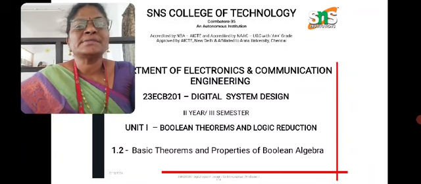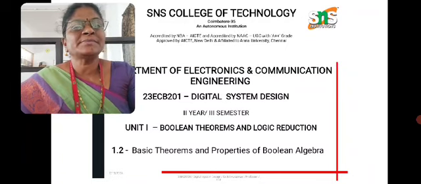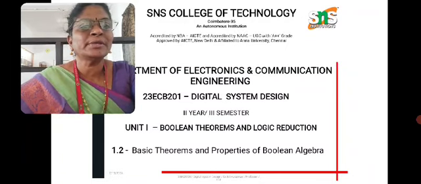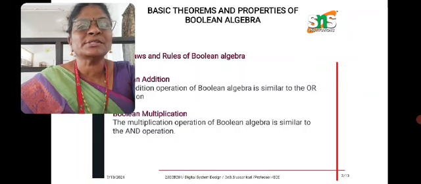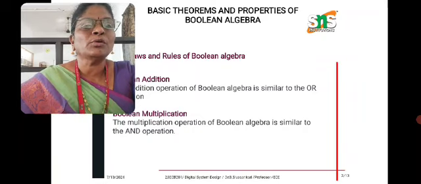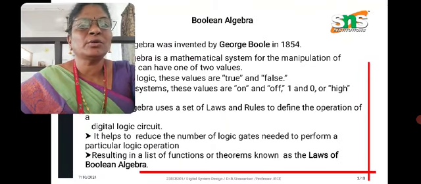The session is on basic theorems and properties of Boolean algebra. First, the laws and rules of Boolean algebra consist of two concepts. One is Boolean addition and another one is Boolean multiplication. Boolean addition is similar to the OR function and Boolean multiplication is similar to the AND operation.